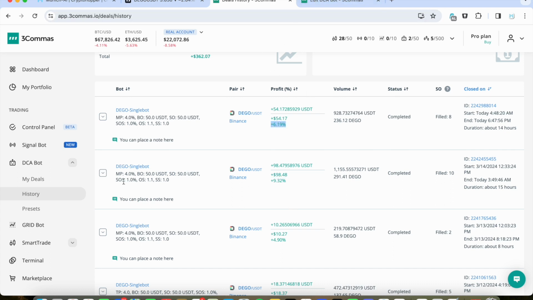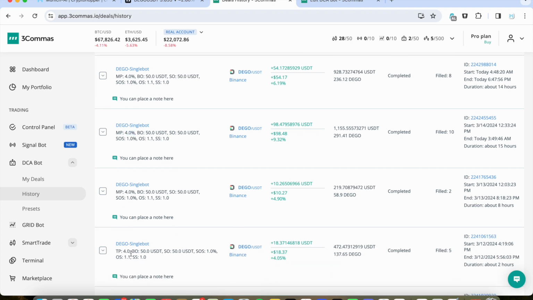My normal take profit is just 4%. Each take profit is 4. Now you can see here it says MP instead of TP. TP is take profit, and MP is minimum profit. So let's switch to the bot.